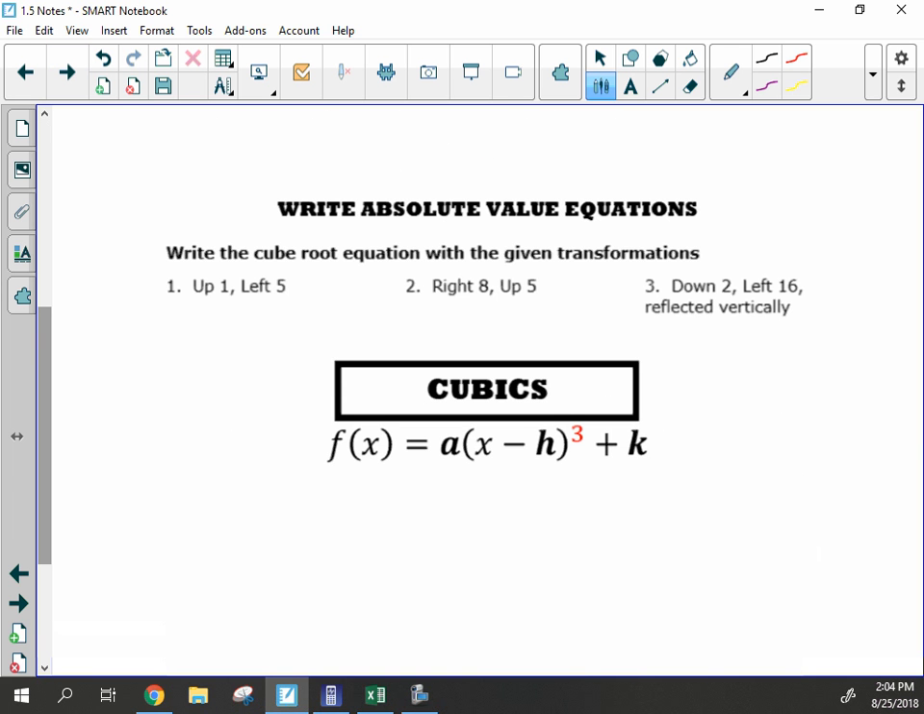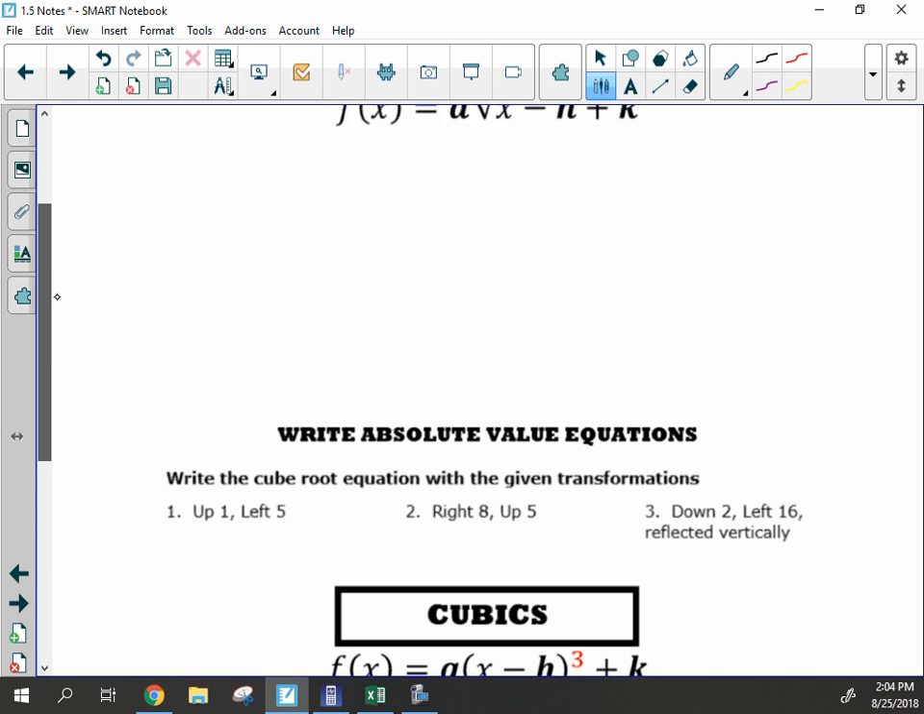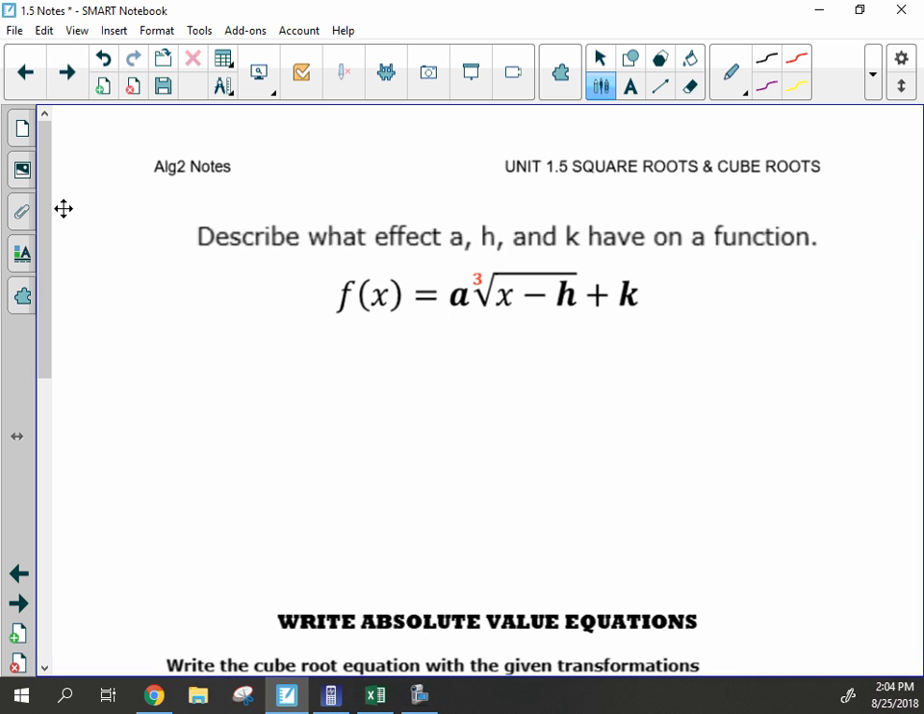So I wanted to show you that now that this has a 3, we call it a cube root. Now, it's a new shape. If you remember, a square root looks like this. A cube root just gets the other half. That's what a cube root looks like. So all the rules stay exactly the same.